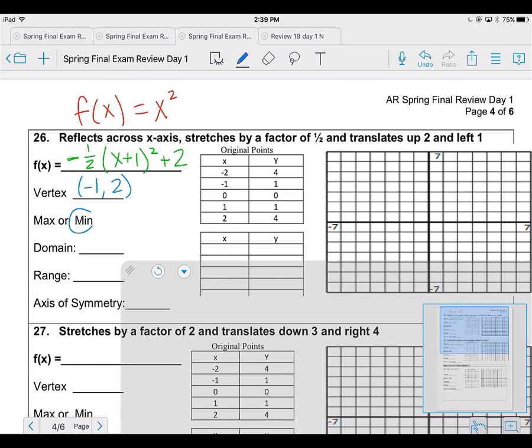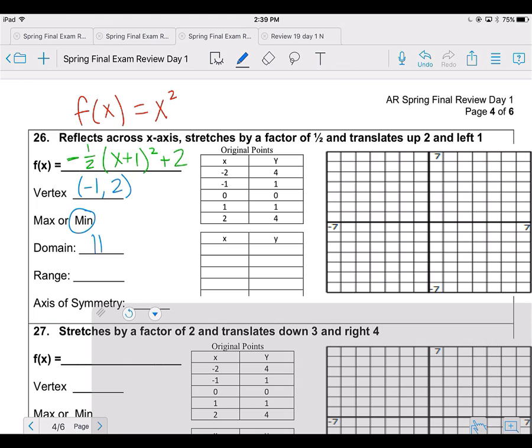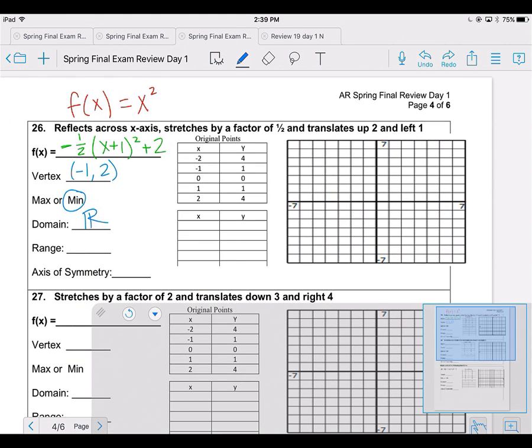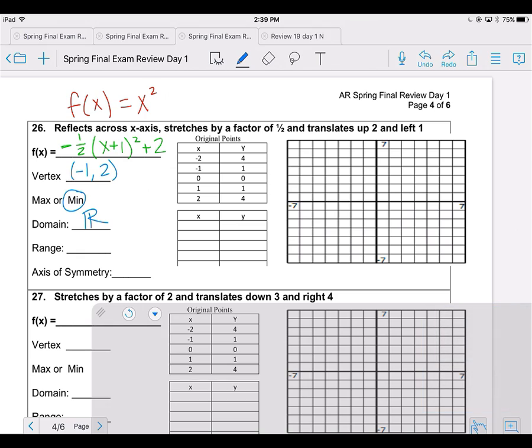If it reflects, it would have a minimum. Domain for all quadratics is all reals, and then we can draw it to see what our range would be. My axis of symmetry is always x equals the x from my vertex, so x would equal -1. So I go to -1, 2, and plot my vertex. It's going to reflect, so I'm going to go down.